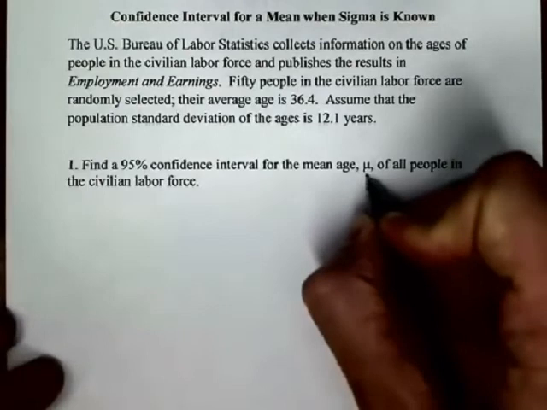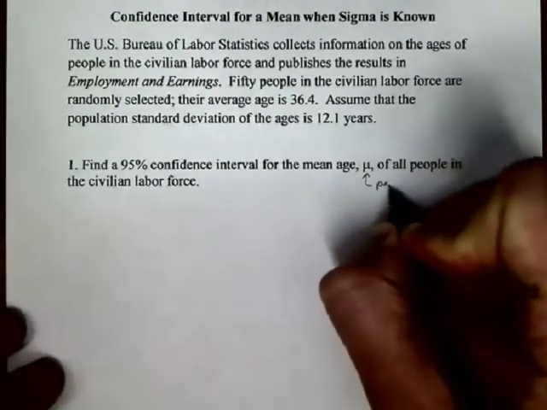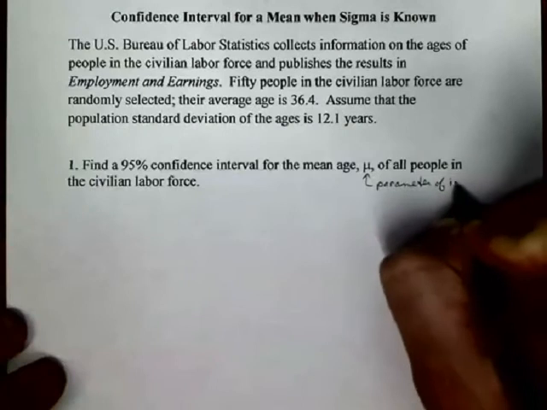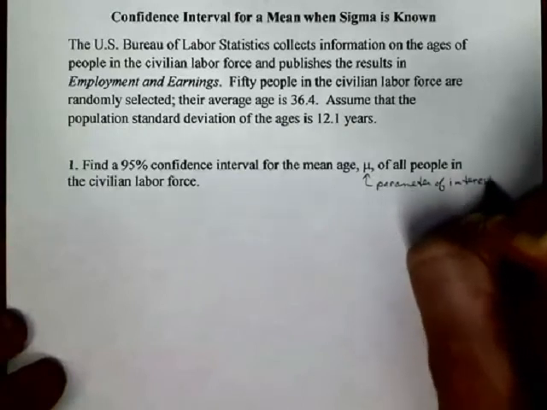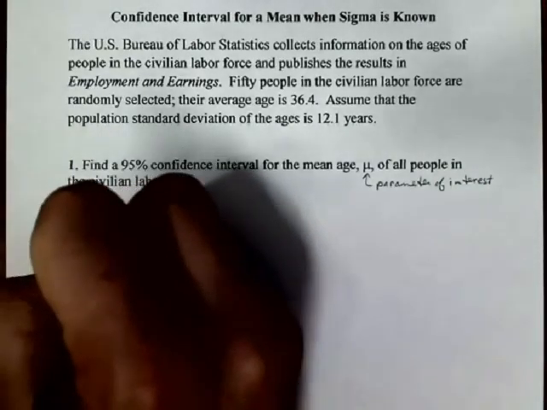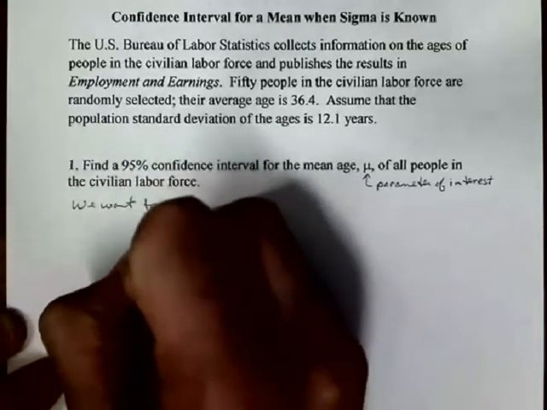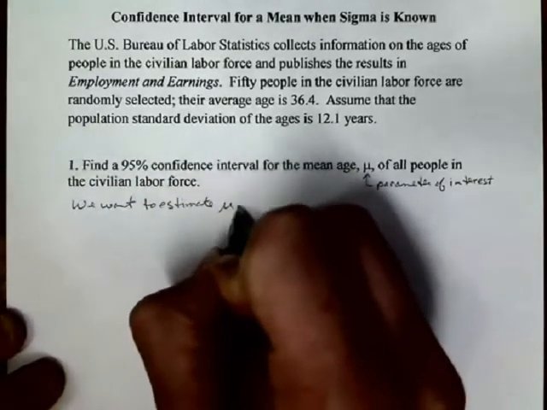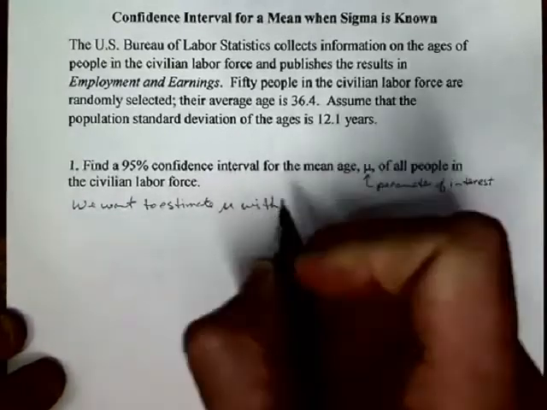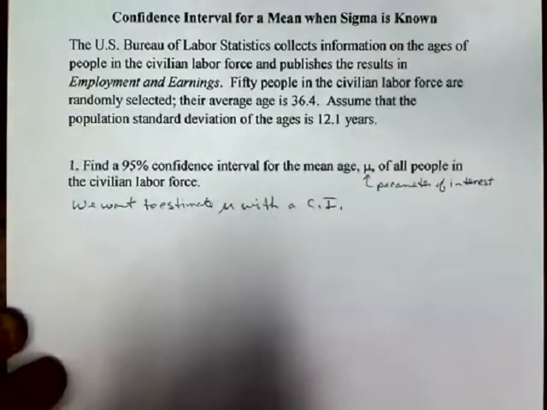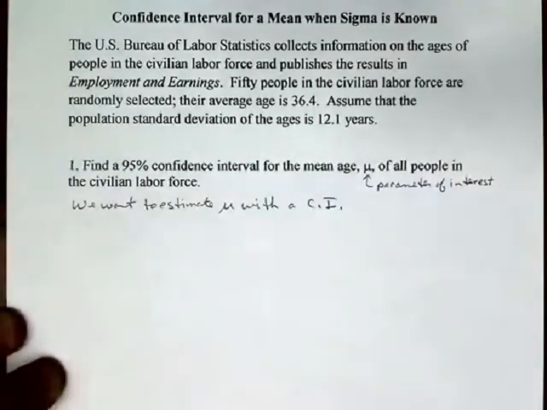This right here is my parameter, what I'll call the parameter of interest. And what we ultimately want to do is estimate mu with a confidence interval, which I'll abbreviate. The trick is, which confidence interval do I use?